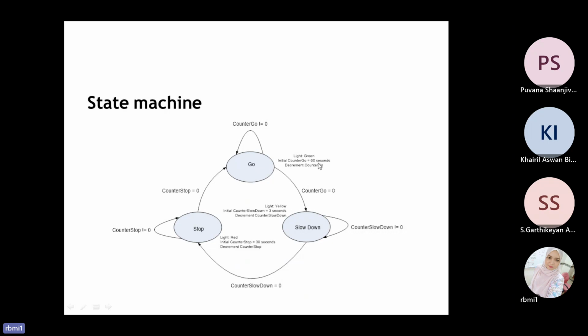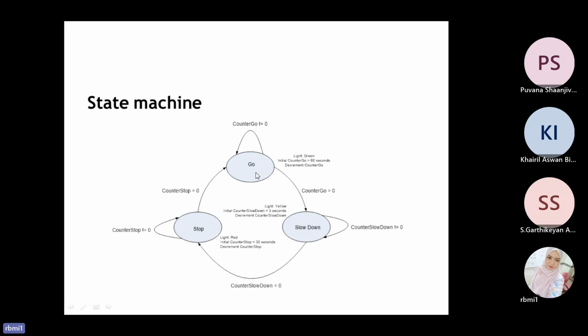Here we set the initial counter to 60 seconds. So the counter will count down from 60 until 0. For yellow, we just set 3 seconds. The counter will decrement from 3 to 0, and then change to the next counter, which is red. Red is for stop, for 30 seconds. Then it goes back to the green state.